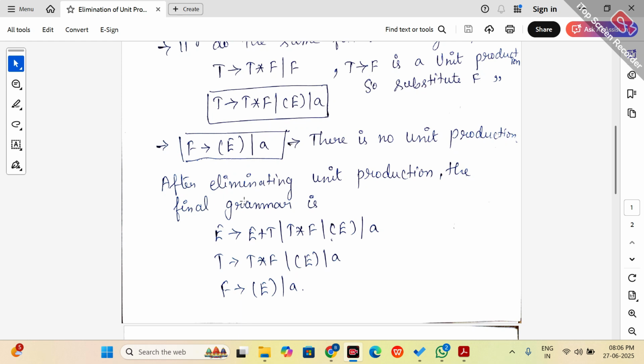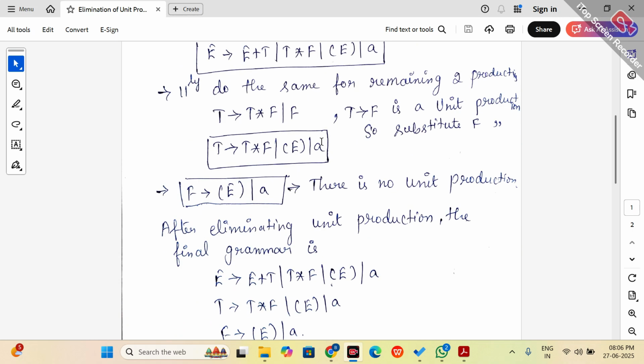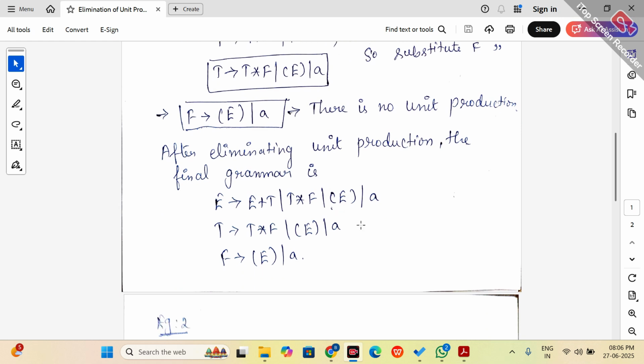So, after eliminating unit production, the final grammar is E tends to E plus T, T asterisk F, and within the parentheses E and A. E plus T is the first production, T asterisk F is the second production, and within the parentheses E is the third and fourth one. So for T, T tends to T asterisk F, within the parentheses E and A, and for F, within the parentheses E and A. So here there is no single variable that tends to another single variable. So this is the final grammar after eliminating unit production.